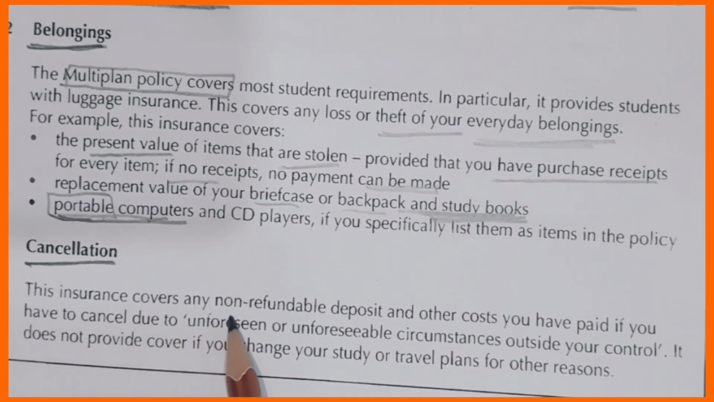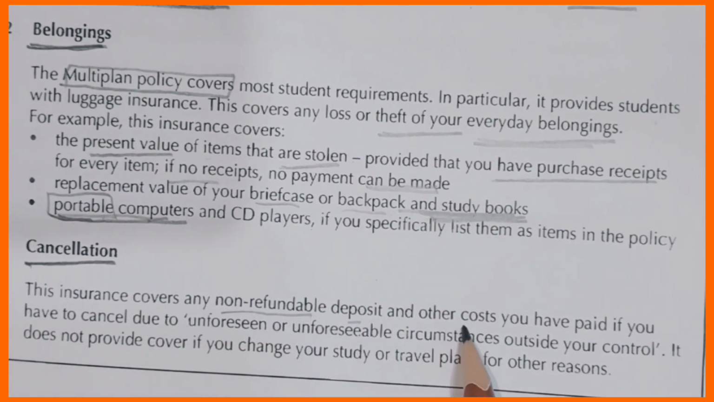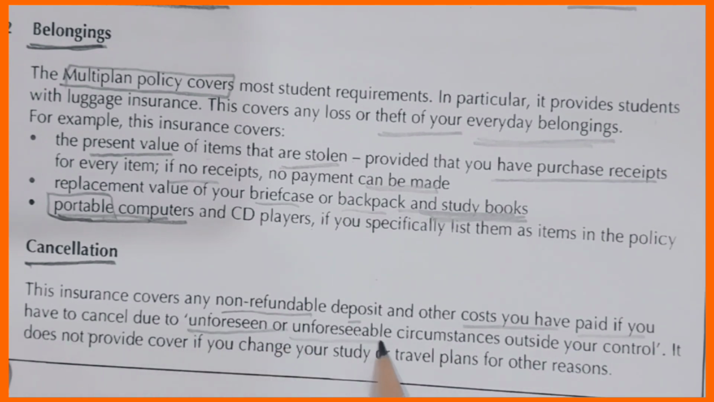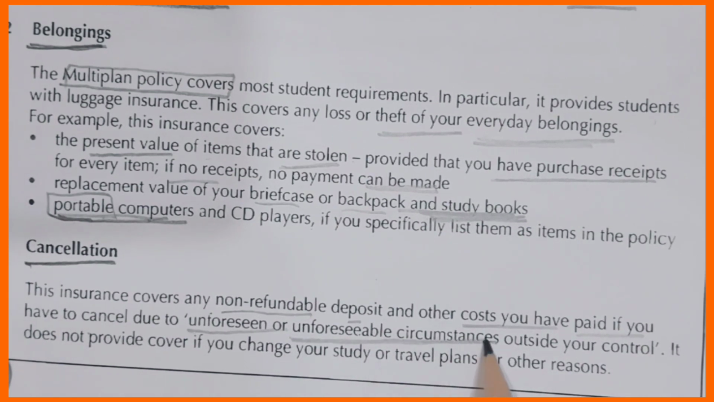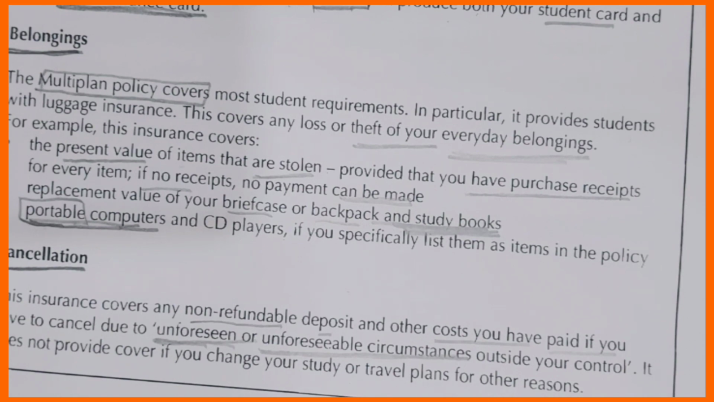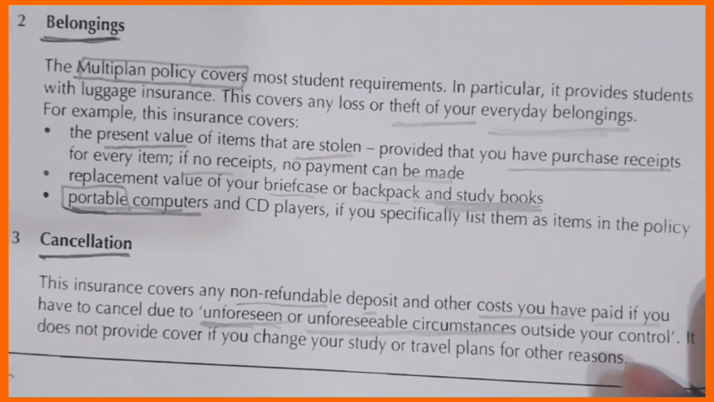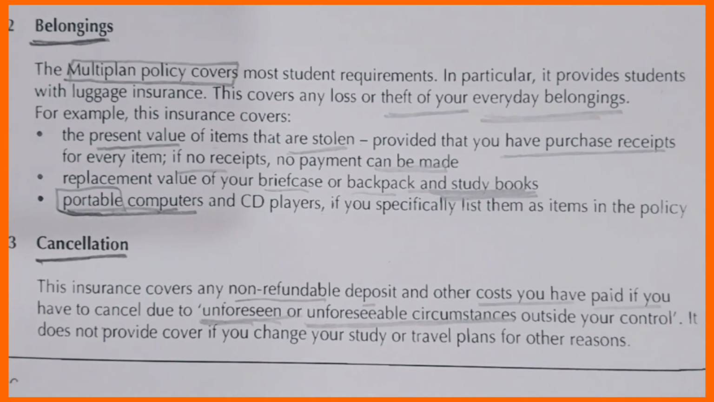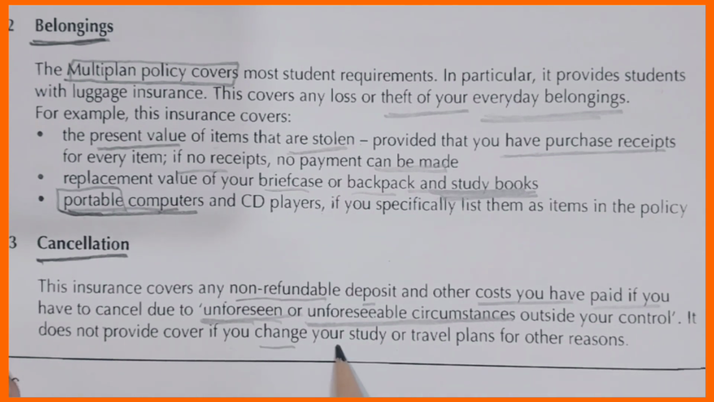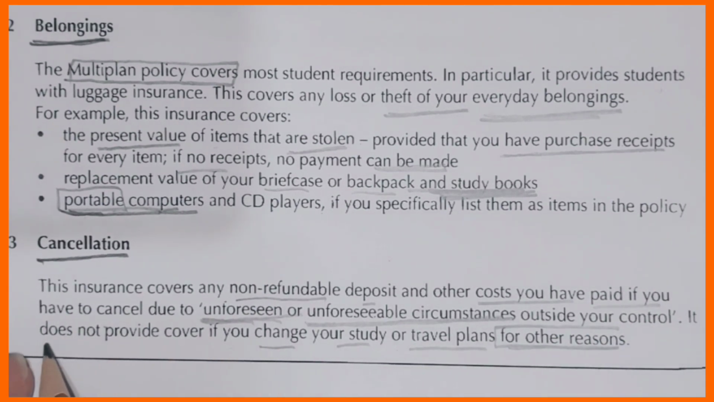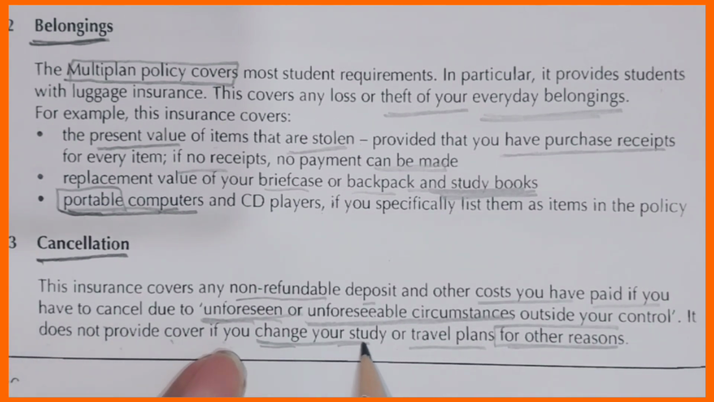This insurance covers any non-refundable deposit and other costs you have paid if you have to cancel due to unforeseen or unforeseeable circumstances. Unforeseen or unforeseeable circumstances mean any type of emergency or something that has happened which you are not able to control by yourself, beyond the control of a human being. It doesn't provide cover if you change your study or travel plans for other reasons. If you are changing your study, it doesn't provide cover.